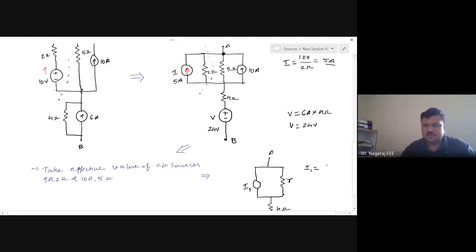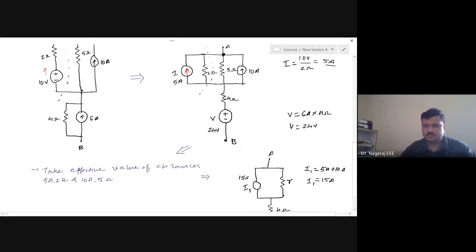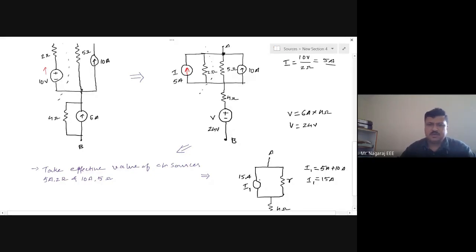I will take I1 equal to 5 amps plus 10 amps, which is 15 amps. So I1 is 15 amps. And what is the direction of I1? Both the currents are upward. So the direction of I1 will also be upward.